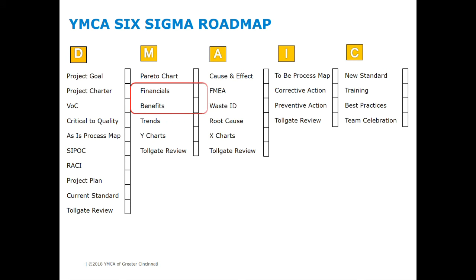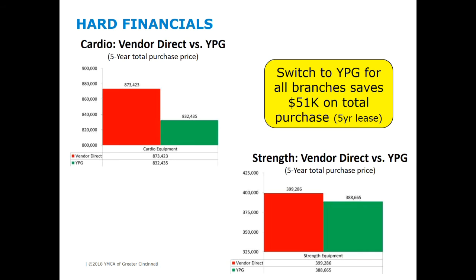Financials and benefits are anything we can quantify that would be gained with a successful project. Sometimes we have what we call hard dollar savings, such as saving money by switching to a cheaper vendor. Hard dollar savings means the YMCA will spend fewer budget dollars on a product or service.